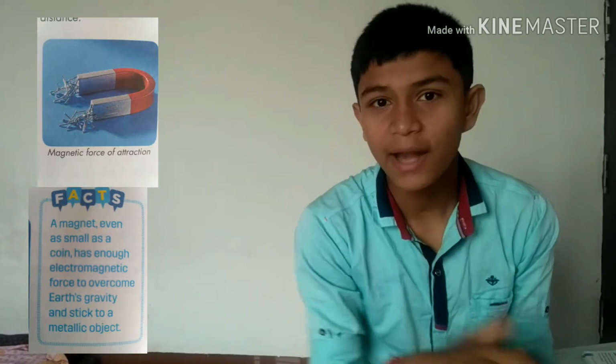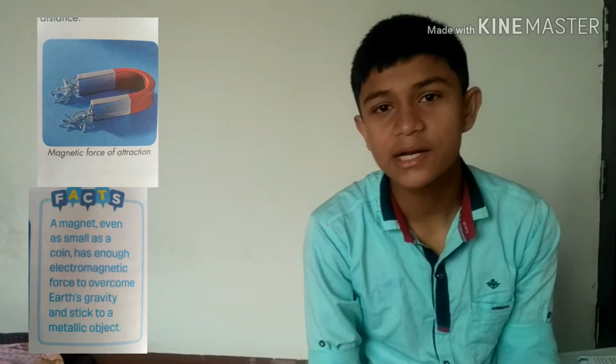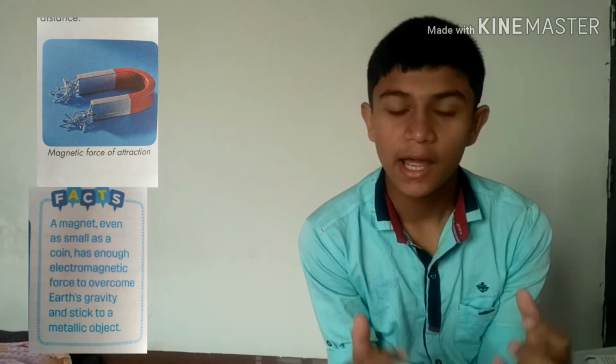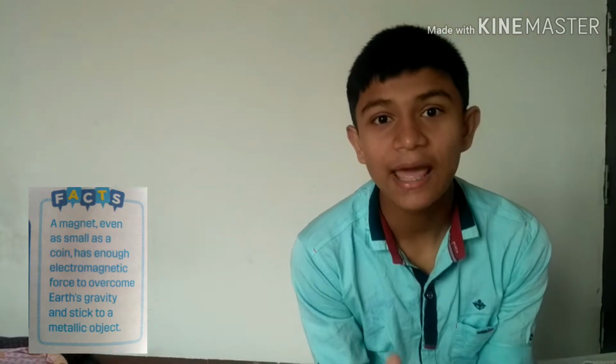So another type of non-contact force is magnetic force. Of course, you all know magnets. They attract for unlike poles, and they repel in the like side, so like poles. So this is another type of non-contact force. It is used in scrap yards, electromagnets and many things.